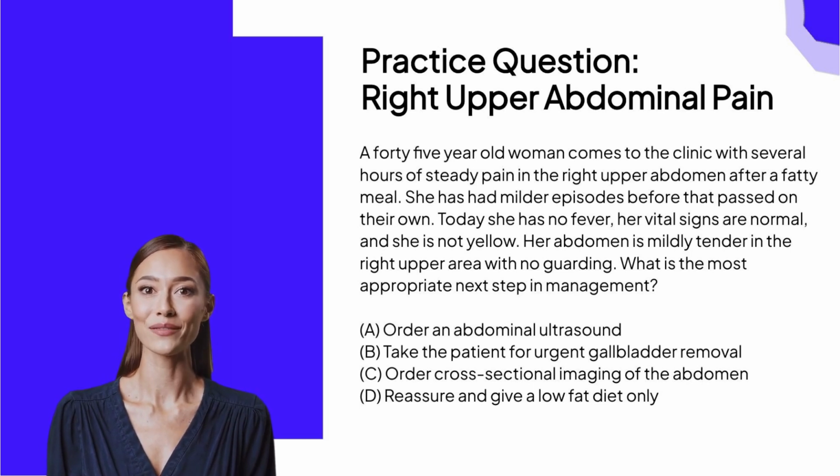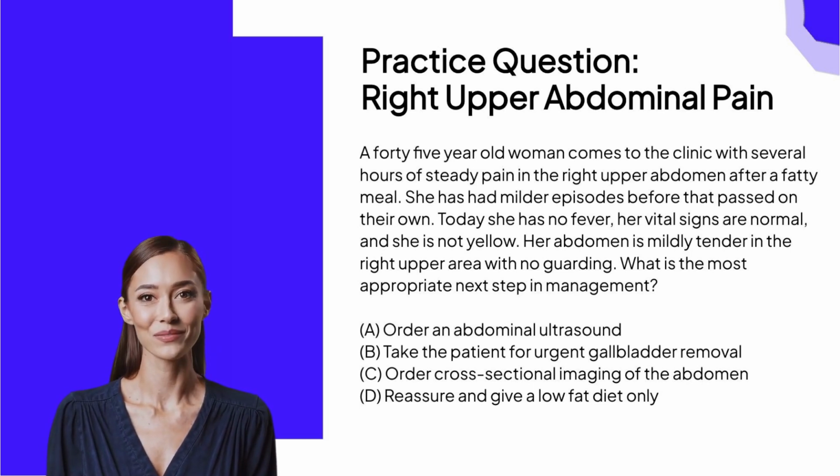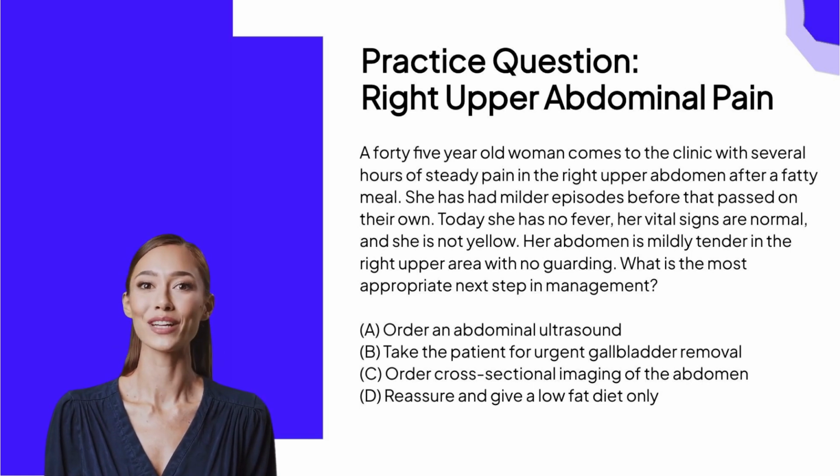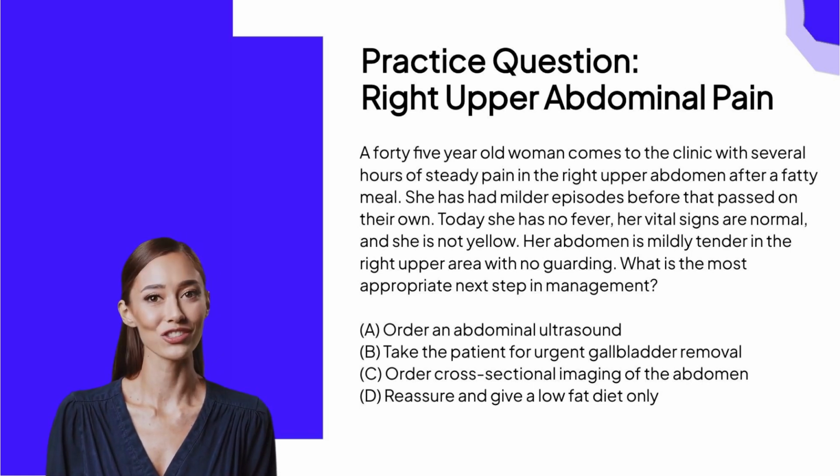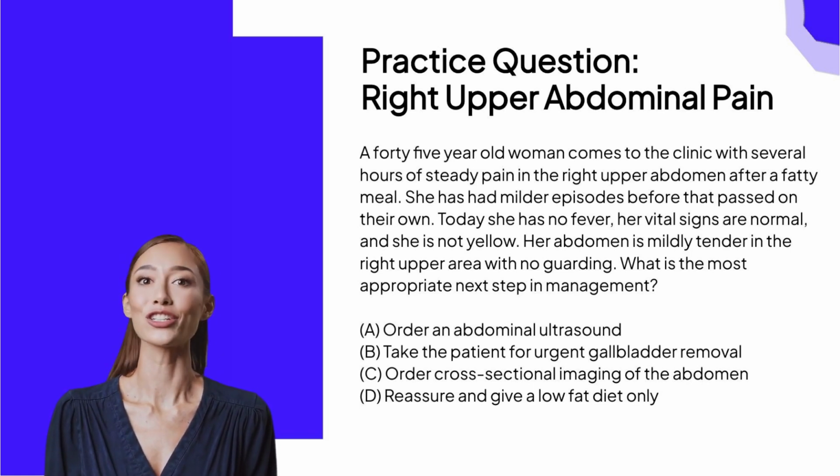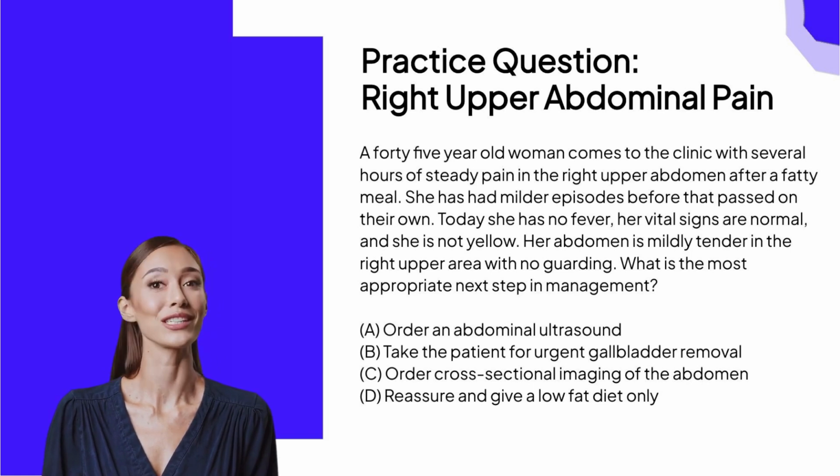Run the sorting check. She is stable, not toxic, with no signs of a perforated or infected gallbladder, so this is not an emergency. The story of right upper abdominal pain after a fatty meal points strongly at gallstones, so the question is really asking which test confirms it first. Pick your answer, and we will reason through all four choices on the next slide.